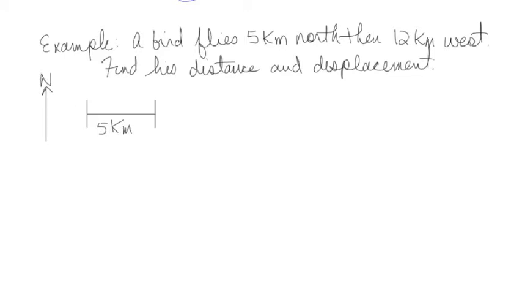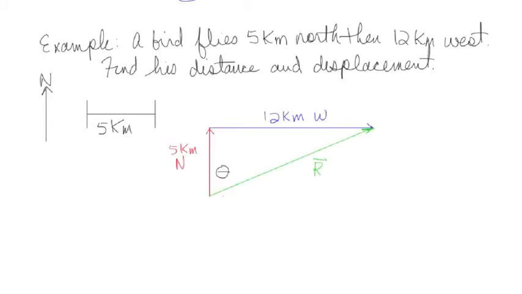So we start with a direction indicator and a scale. We draw our vectors, 5 kilometers north, 12 west. A resultant is drawn from the tail of the first to the head of the last. And we have a reference angle theta, so we can actually get a direction for our vector.